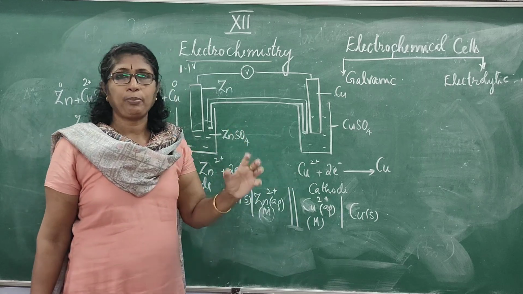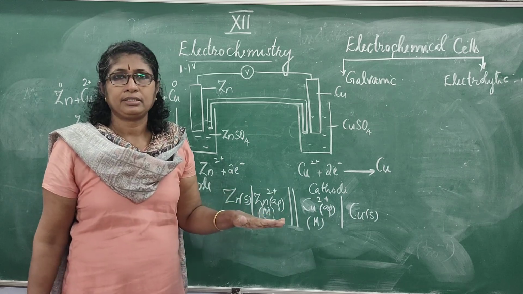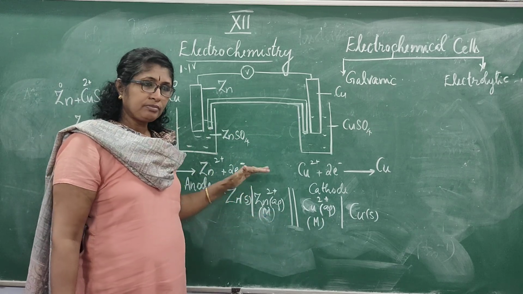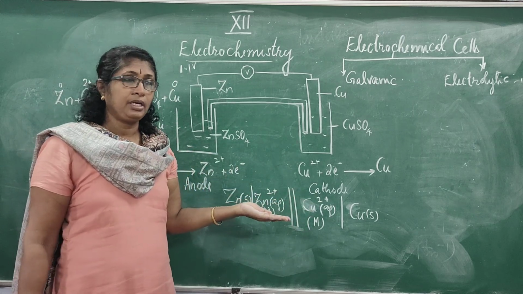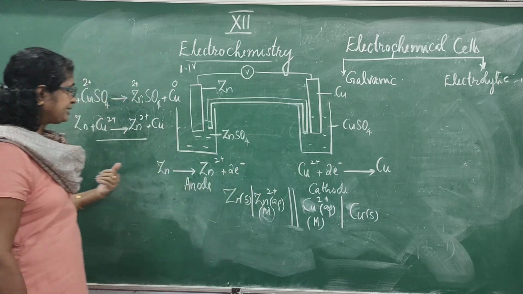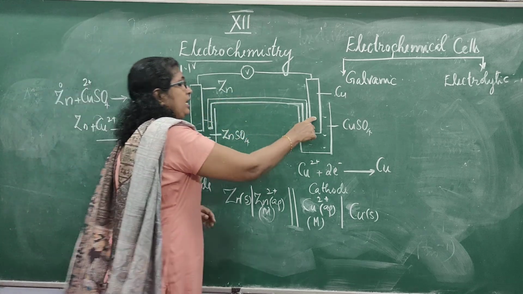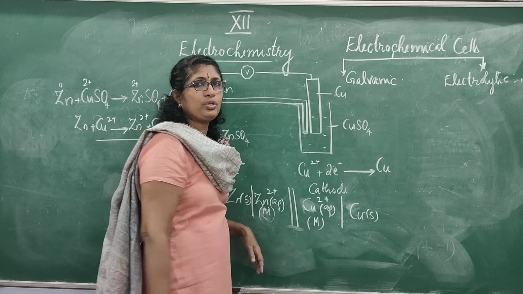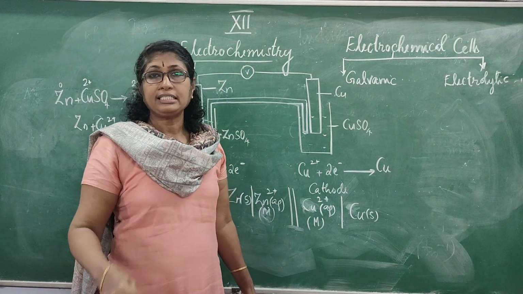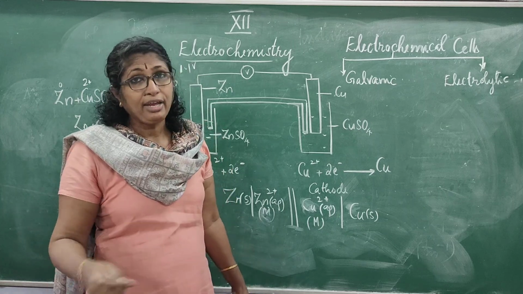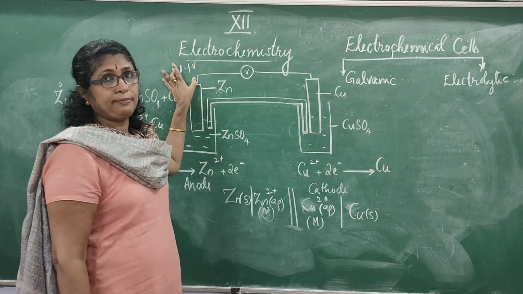Then what happens at 1.1 volt? At 1.1 volt, no reaction will take place. The reaction will stop. Suppose you increase the voltage beyond 1.1 volt, the opposite change will take place. That is, Zn2+ will go to zinc, and copper from the electrode will go into the solution as copper ions. The opposite change will take place. Understood? That is, the non-spontaneous change will take place if you are giving a voltage higher than 1.1 volt.